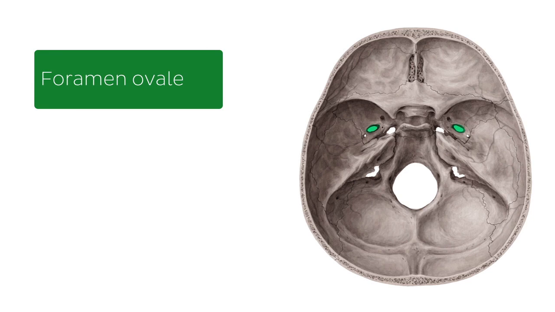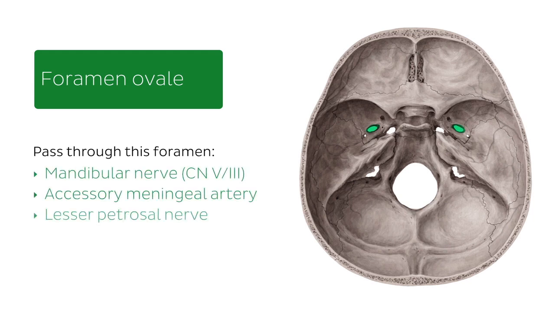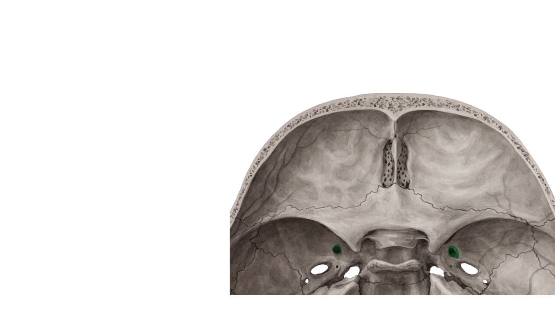And the foramen ovale is located on the sphenoid bone, remember from the previous slides. And structures that pass through this foramen include the mandibular nerve, the accessory meningeal artery, the lesser petrosal nerve, and the emissary veins.